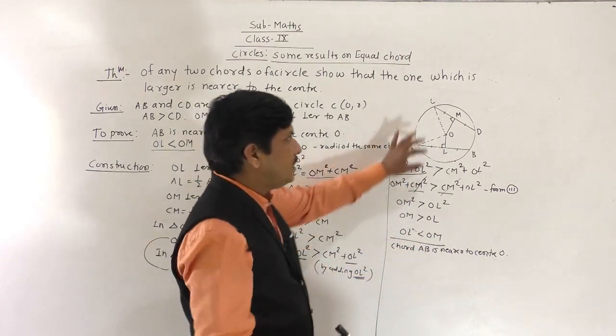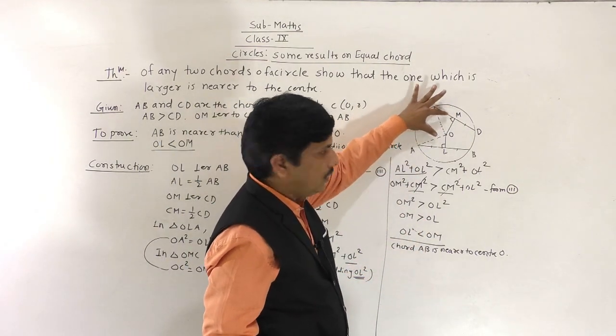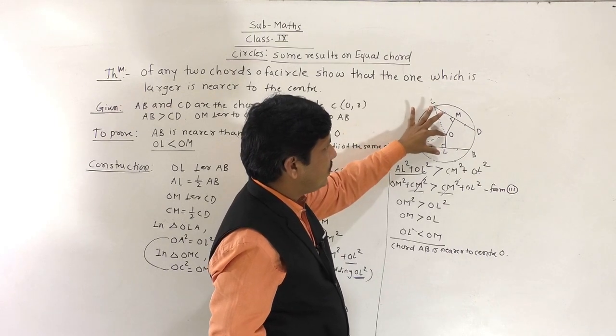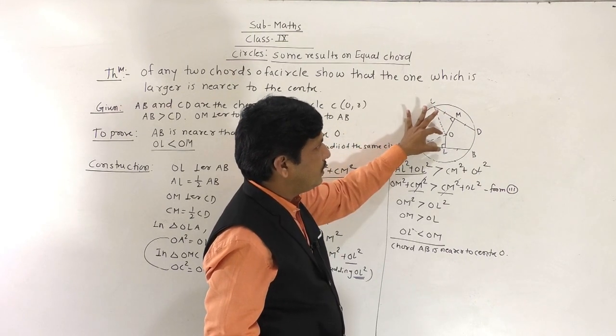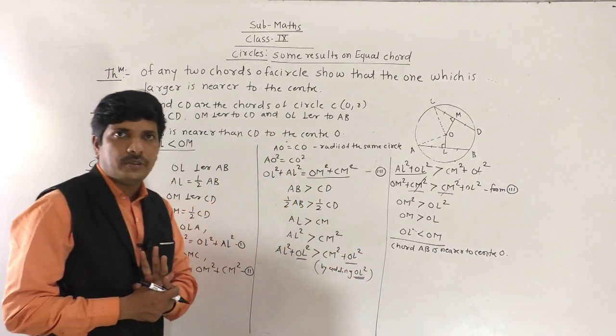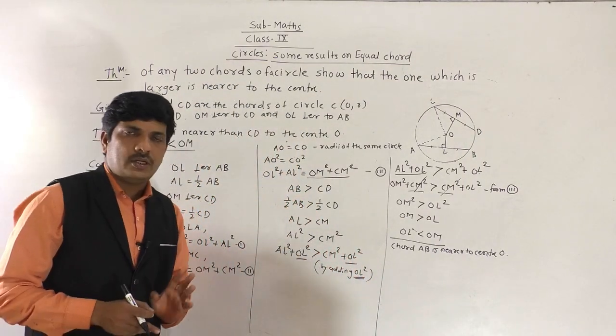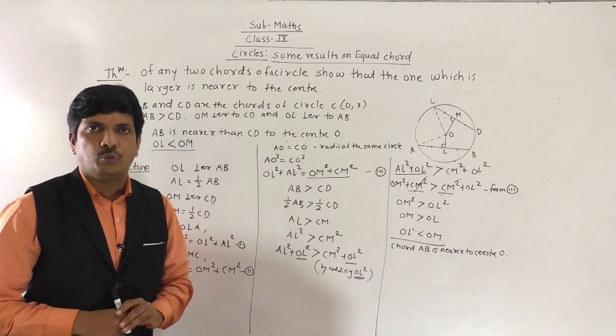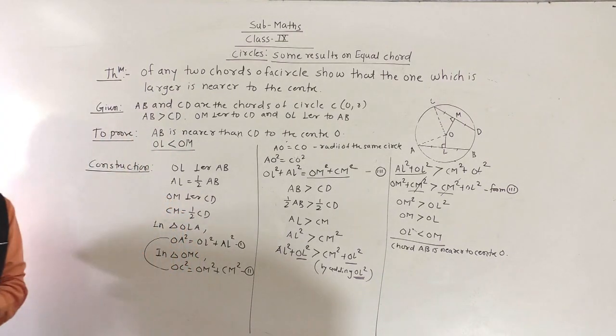This means that if this is shorter than this, then the distance between center O and AB is less than the distance to CD. So that is our target. Understood everybody? Look carefully and solve the same theorem in your notebook. Thank you.